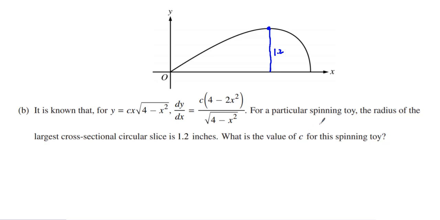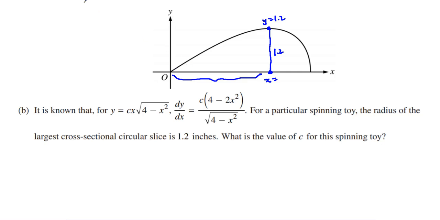And so let's think about this in terms of, we know we're at some y value right here, or some x value right here. We're at some y value. We know what the y value is. It's 1.2 because that's a 1.2 inch radius. Okay, so we're some x distance away to give you this 1.2.